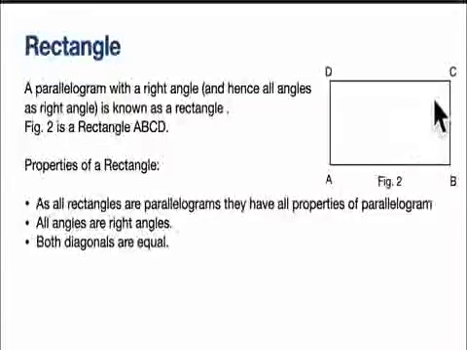The line connecting AC or the line connecting BD. So these will be the two diagonals of a parallelogram. Both of these will be equal in the case of a rectangle. So in a rectangle, both the diagonals are equal.